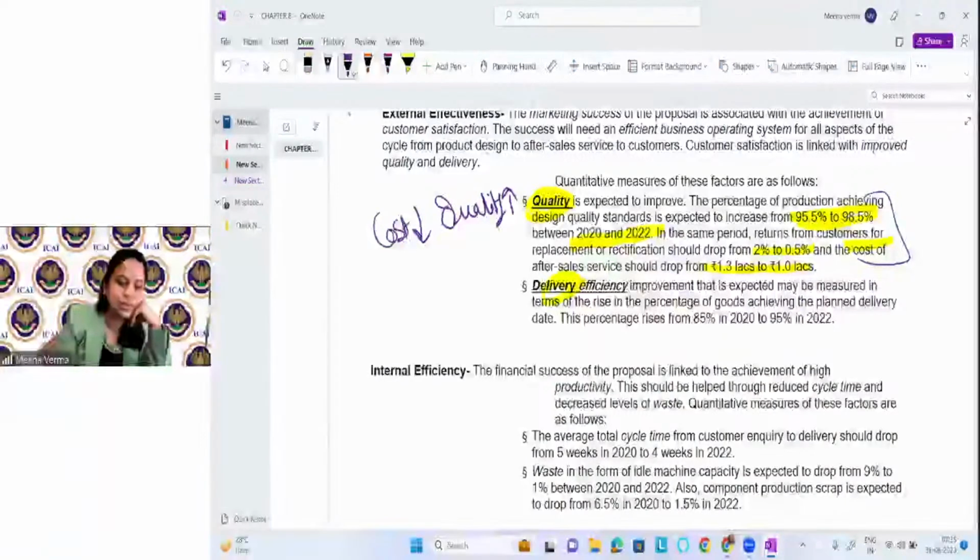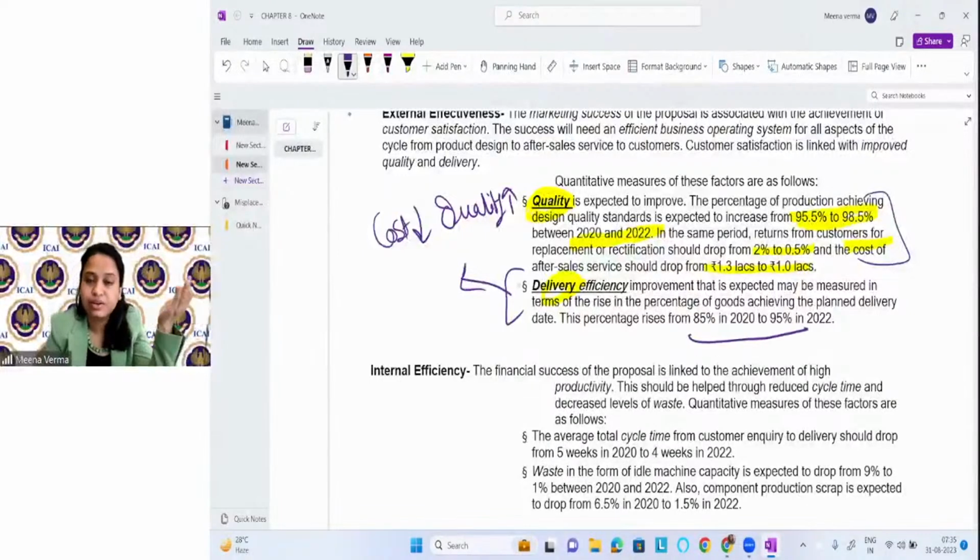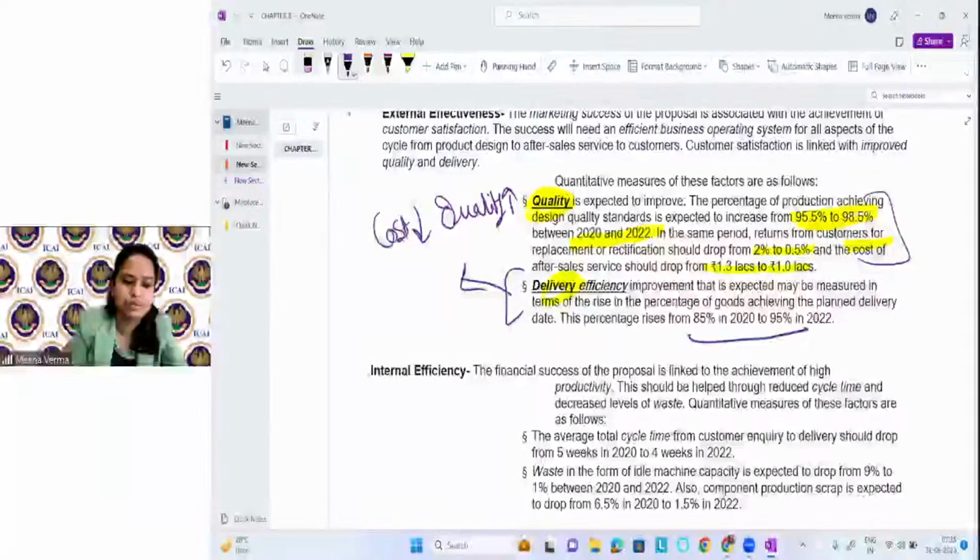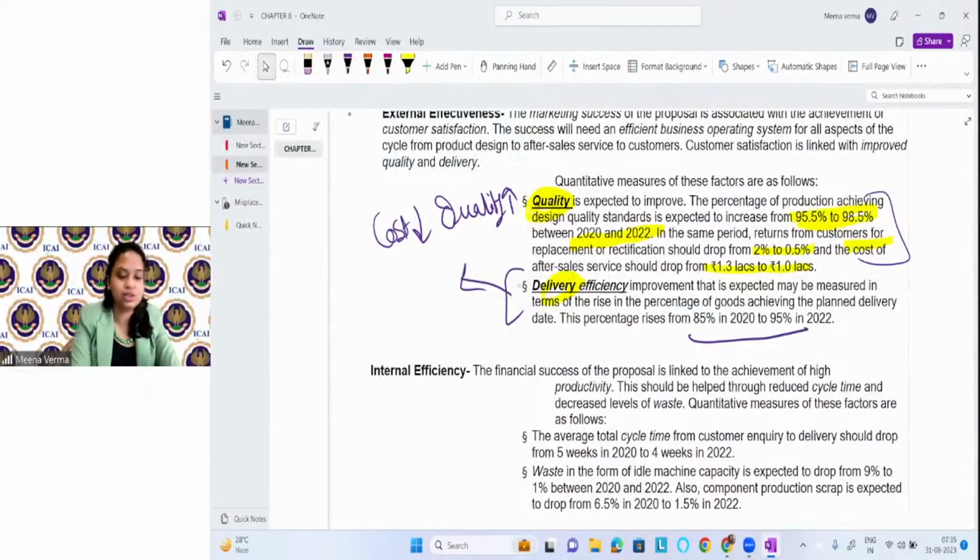And the point is that you can write about the delivery efficiency. It is also improving, right? On-time delivery efficiency is also improving here. That's good. All right. Then you can write about the external points. After this, we will consider the internal efficiencies.